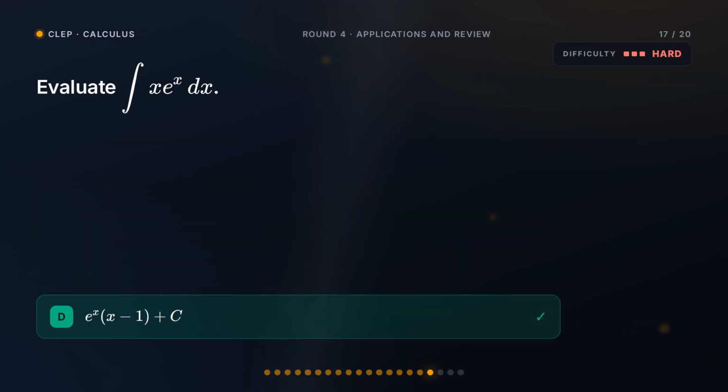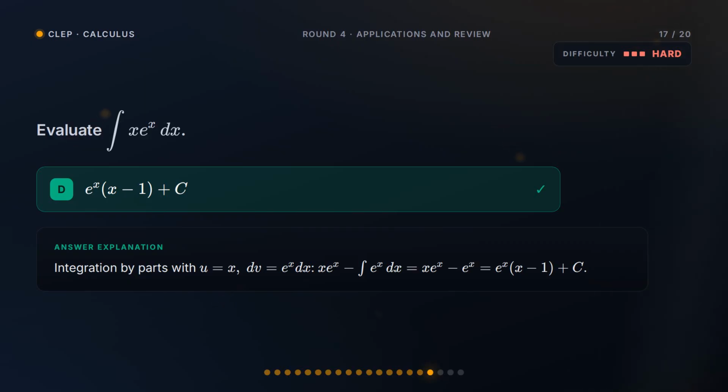The answer is D, e to the x times the quantity x minus 1 plus C. Use integration by parts with u equals x and dv equals e to the x dx. This gives x e to the x minus the integral of e to the x, which is x e to the x minus e to the x, or e to the x times the quantity x minus 1, plus C.